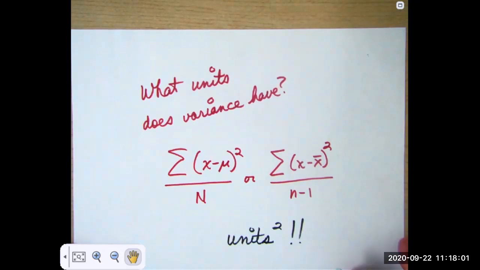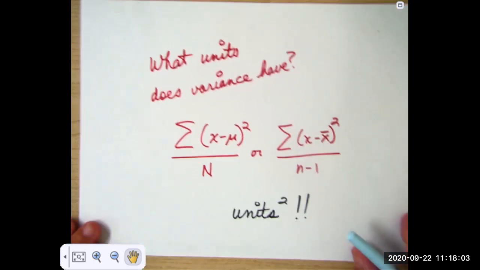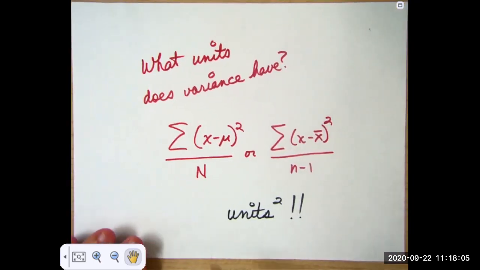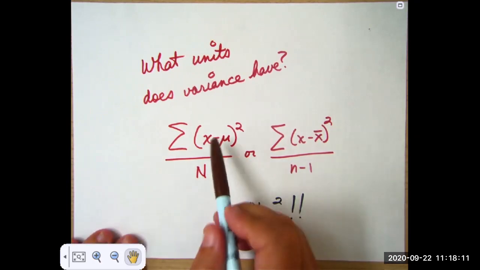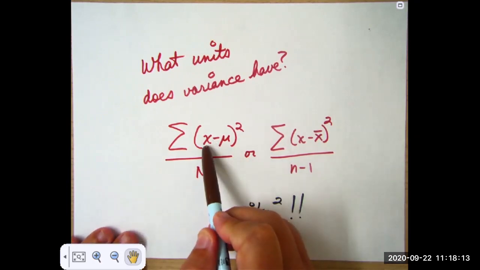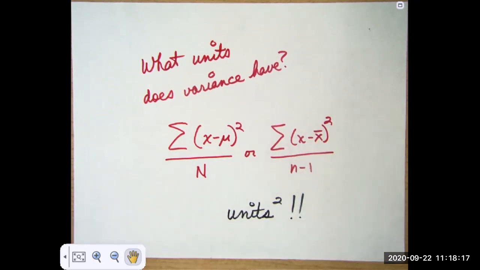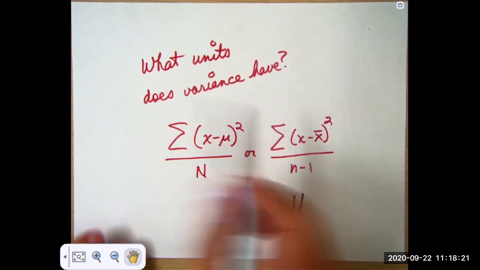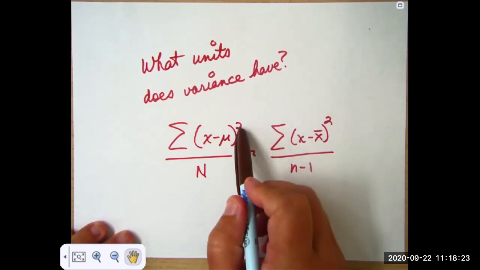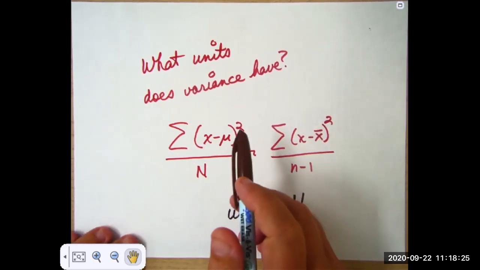Now, what units does variance have? Well, let's say we're measuring things in terms of, I don't know, feet. X is measured in feet. The mean is measured in feet. So feet minus feet gives you feet. You square it, you get feet squared, you get square feet.